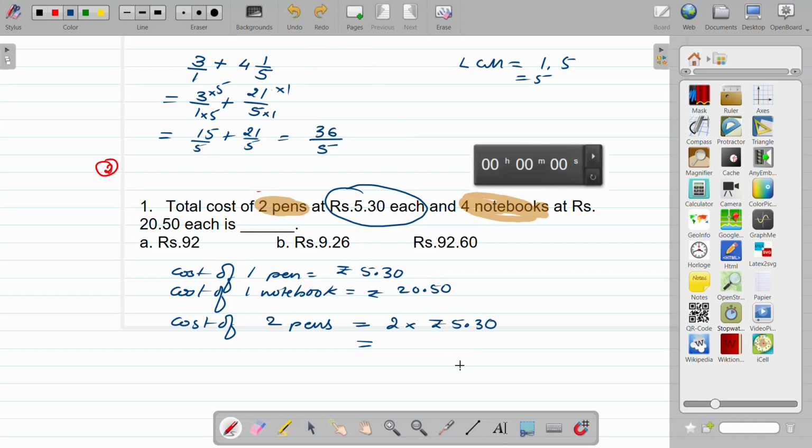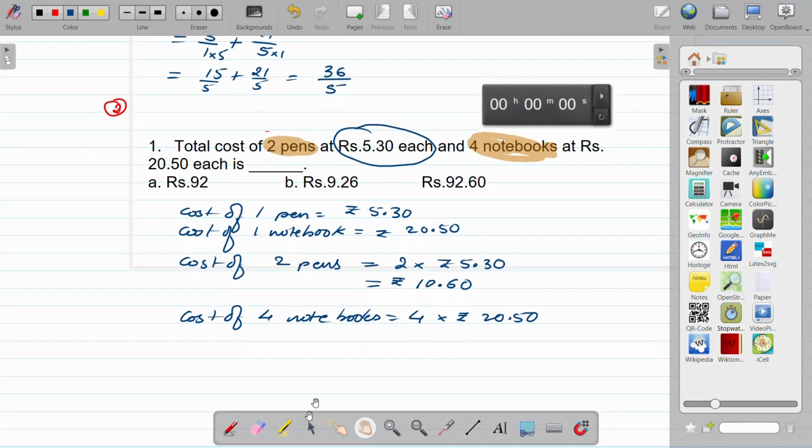If we multiply 2 into 0 it will be 0. Okay, that we write first. Next we multiply 2 into 3, 2 into 3 is 6. Next we multiply 2 into 5, that is 10. The number of decimal points is 2, so we write this as a 2 decimal point number. The amount we get is 10 rupees and 60 paise. Next we have to find the cost of 4 notebooks. 1 notebook is given, 4 notebooks we have to find. So the 4 notebook cost is 4 into rupees 20 and 50 paise.